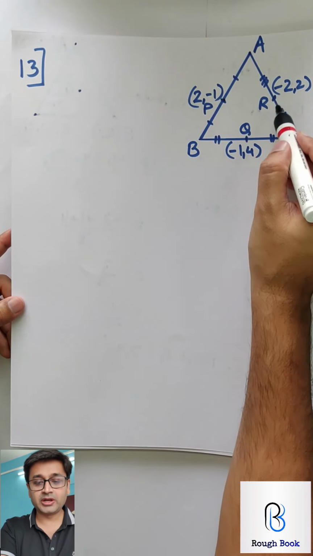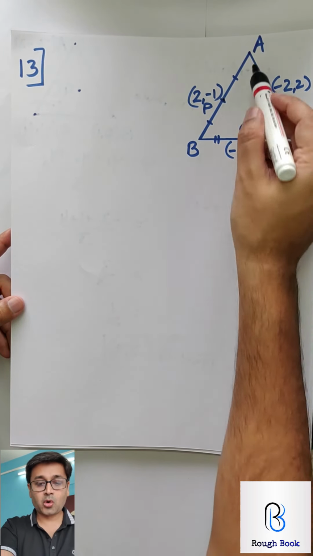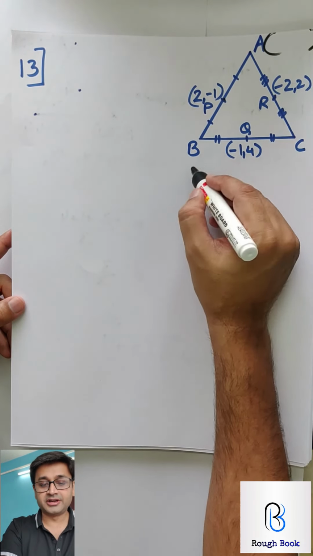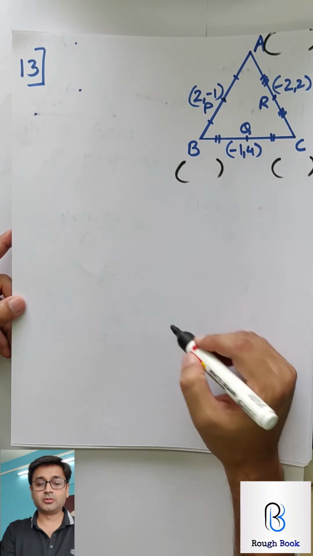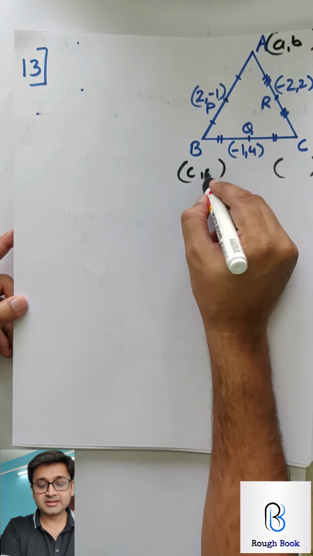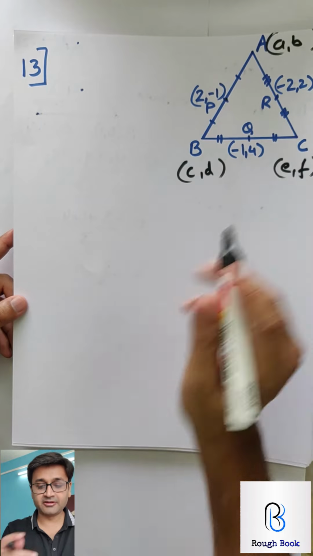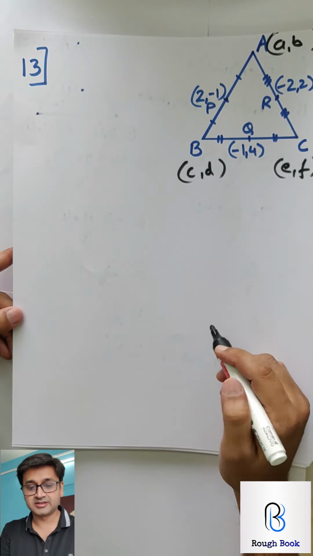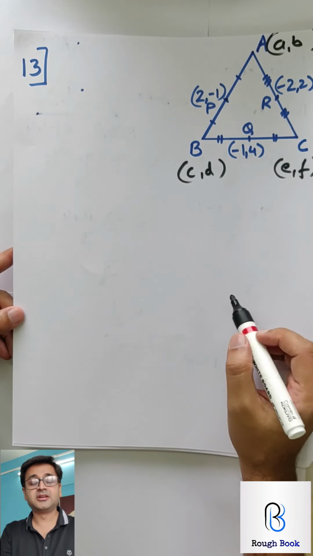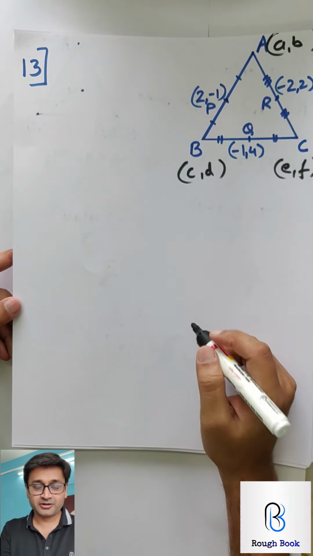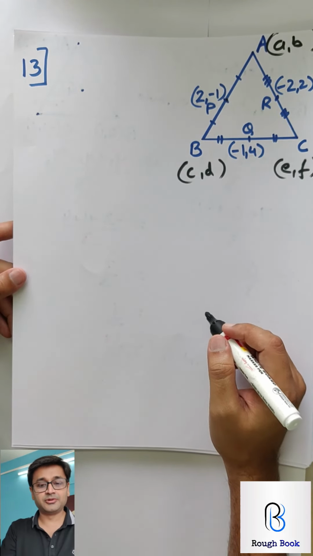They say P, Q and R are the midpoints of this triangle's sides. Your target is to find the coordinates of all the vertices. So I will call them A, B, C, D, E and F. So your target is to find A, B, C, D, E, F, 6 vertices, and you've been given these 3. Tell me how. Pause your video, try different methods, come back and then I will help you.